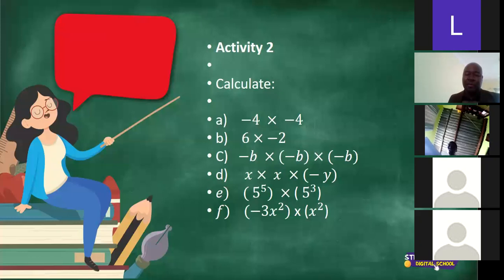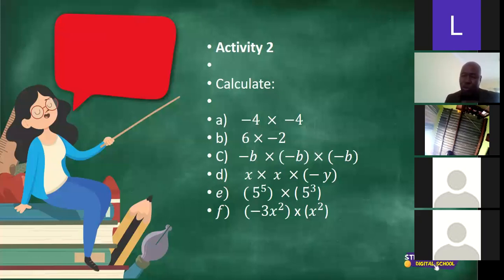That's also fine, or negative B to the exponent 3. Then let's go to D quickly. X times X will give you X squared. Times negative Y. So now you are multiplying X squared, which is positive, times negative Y, which is negative. What do you get? If you multiply positive and negative, you get negative. So the answer for D is negative X squared Y.